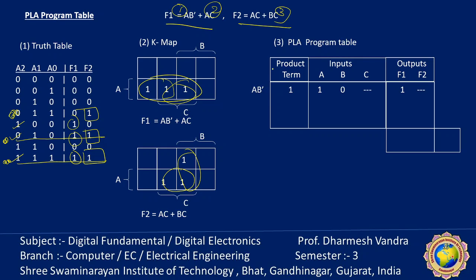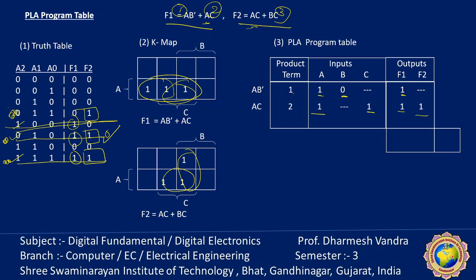So AB dash, the first product term, when A equals 1 and B equals 0, is part of F1. It is not a part of F2. Now, second is the AC, where A equals 1 and C equals 1. This is contained in both cases, F1 and F2, so the second term is represented in both. So here, F1 and F2 both are 1.